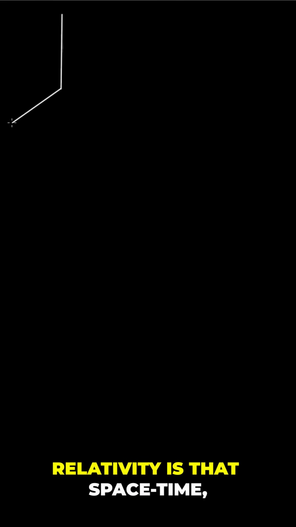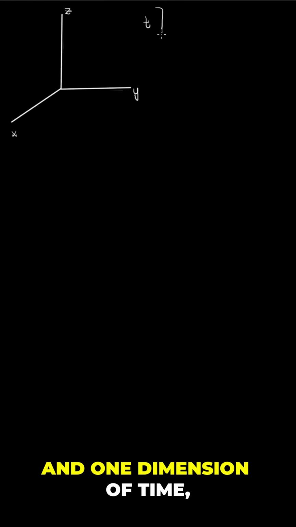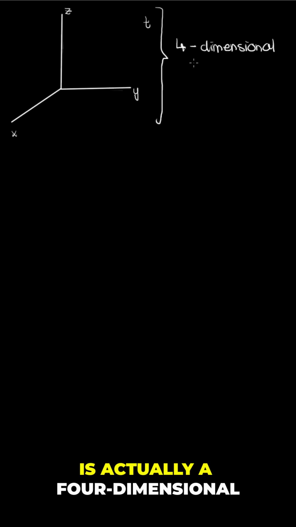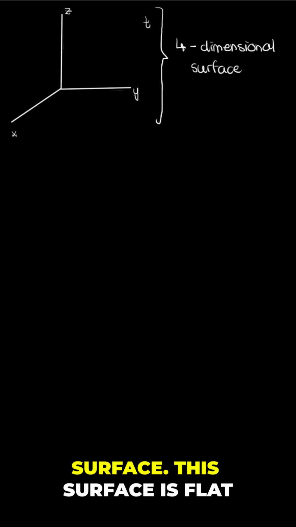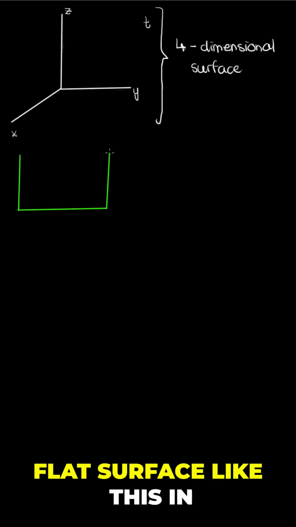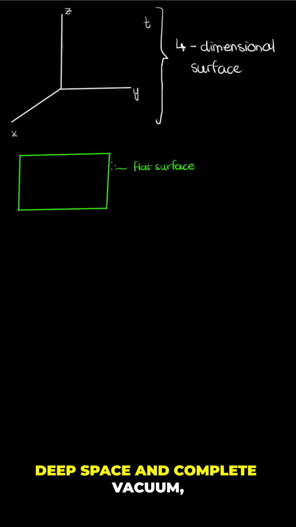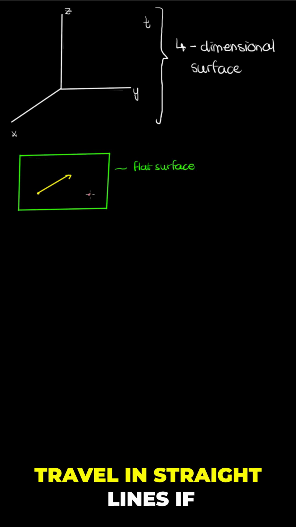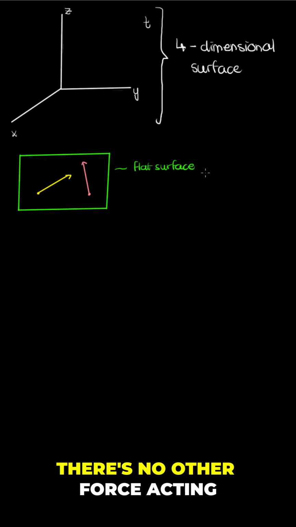The core idea behind general relativity is that space-time, the three dimensions of space and one dimension of time, is actually a four-dimensional surface. This surface is flat if there are no sources of mass or energy nearby. So if you've got a flat surface like this in deep space and complete vacuum, objects are just going to travel in straight lines if there's no other force acting upon them.